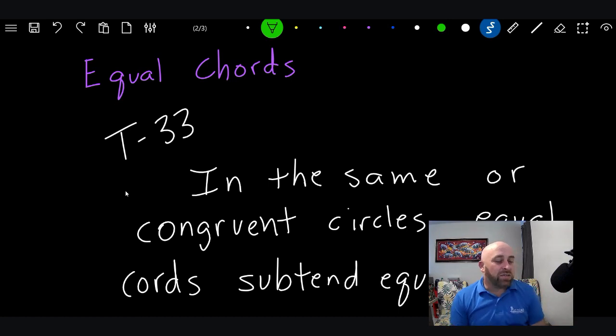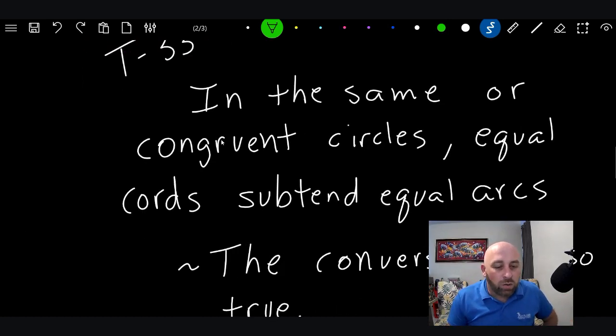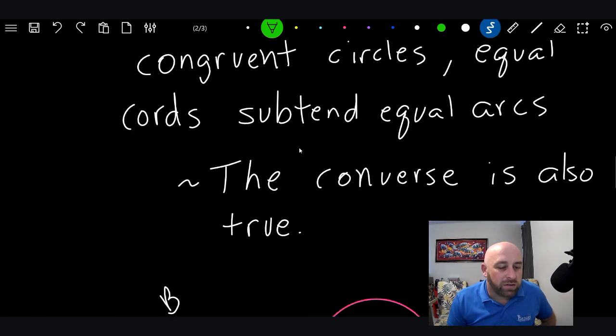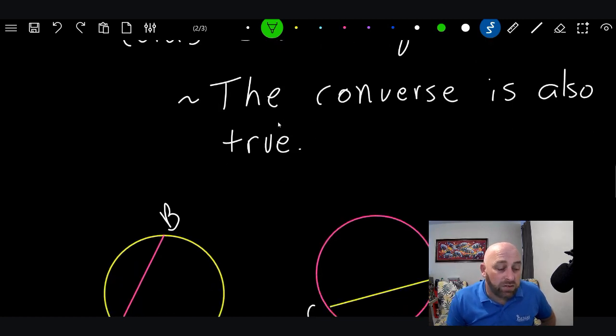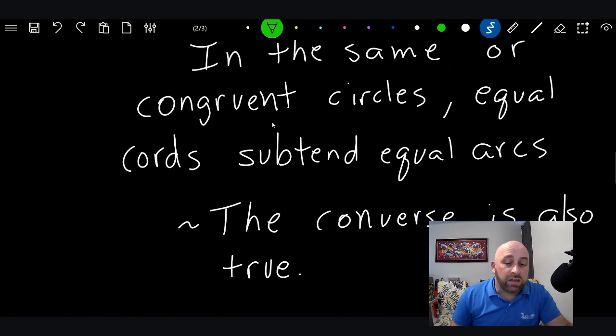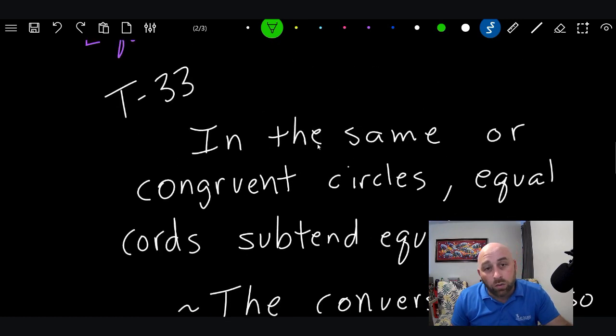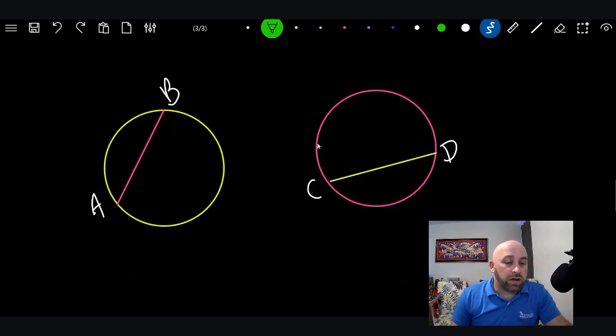All right, and Theorem 33. Theorem 33 says that in the same or congruent circles, equal chords subtend equal arcs. We've kind of already talked about that when we talked about chords. The converse is also true. So if they're not equal, then they're not going to subtend equal ones. But if they are equal, and here's the other thing, equal arcs will subtend equal chords.